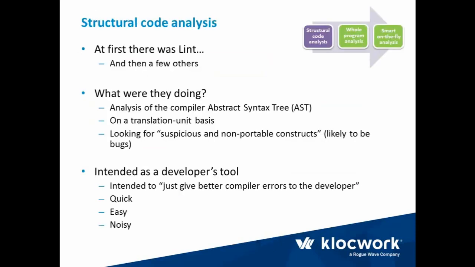So in terms of structural code analysis, what we're talking about is essentially analyzing what the compiler will see as it produces the AST, the abstract syntax tree, for the piece of code you've written. Looking at that from a structural point of view, we can find things like an assignment inside a condition statement for an if. You may not have meant to do that, so it's a suspicious construct. Did you mean to do that, or did you not?